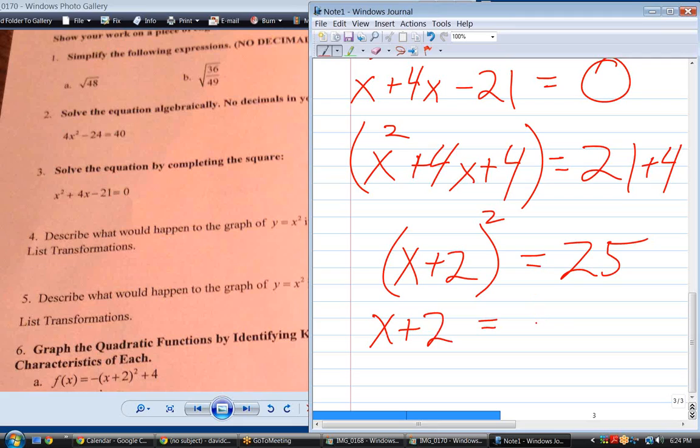What's missing? The thing I said 95% of my students forget. Oh, plus and minus. Okay, and you'll see why that's so important. Okay, now we still have to solve for x. So x becomes, subtracting 2 from both sides.